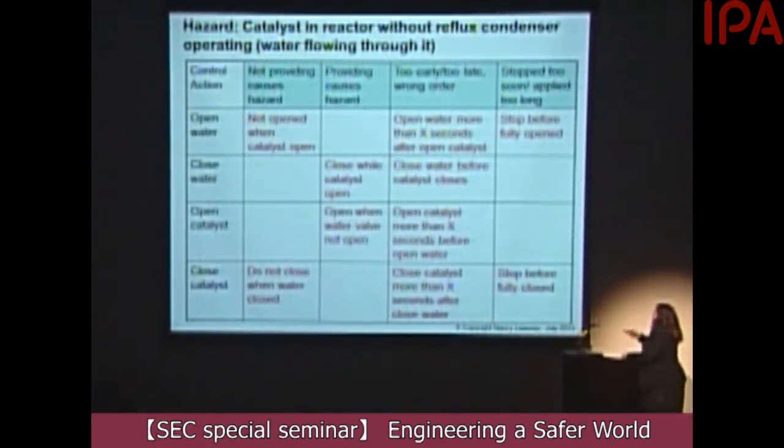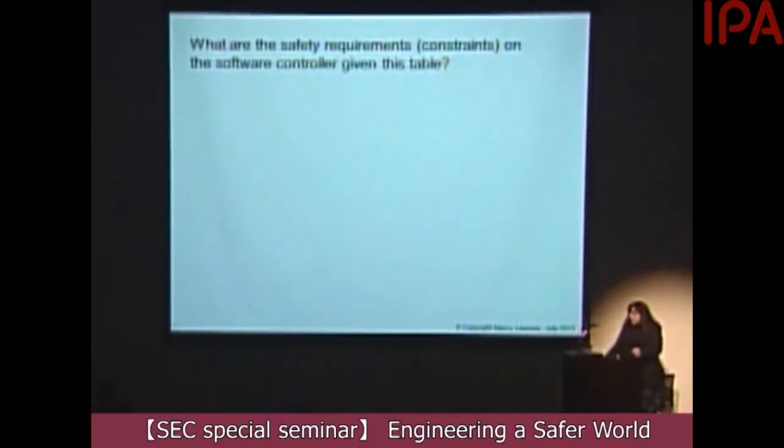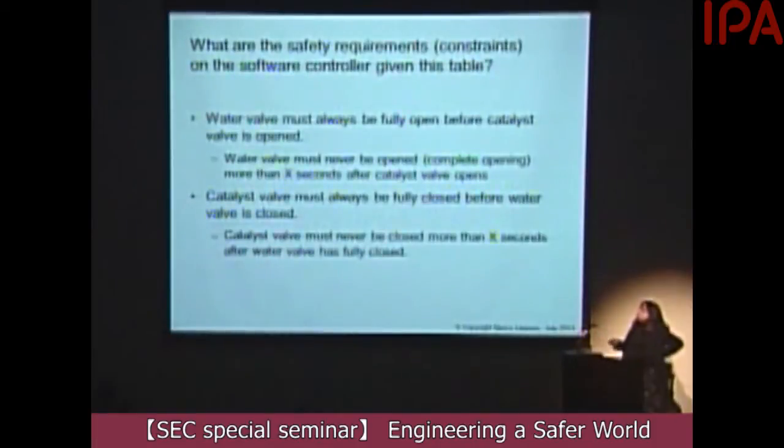So we can take this information and create our software requirements. So take that table, and we can generate the requirements. Water valve must always be fully open before the catalyst valve is open. And the catalyst valve must always be fully closed before the water valve is closed. Now, when I was first looking at this accident, my first guess at the requirements was the first one. I always have to open the water valve first. I have to admit, I missed that I also have to close the catalyst valve first. But we came up with it as soon as we went through this procedure of thinking through all these cases.